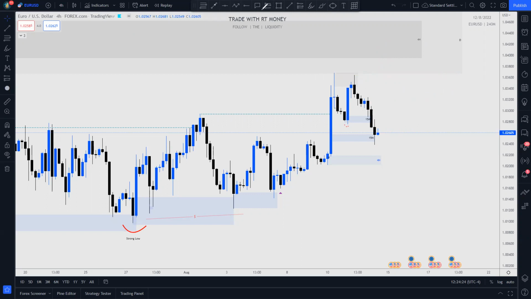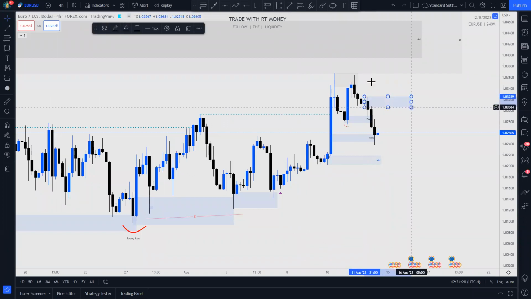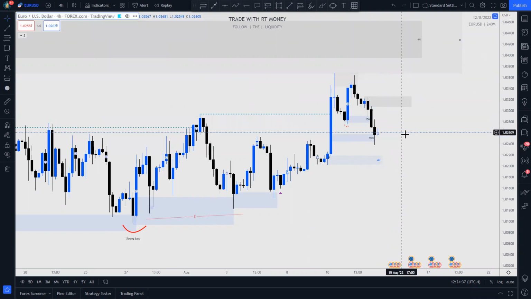So here is a zone of supply. That is a selling zone. Not the strongest of all selling zones, I will grant you that, but it is a selling zone. If price makes it back up here, I'm expecting price to fall from here.